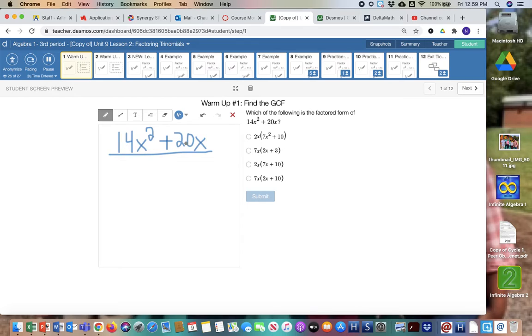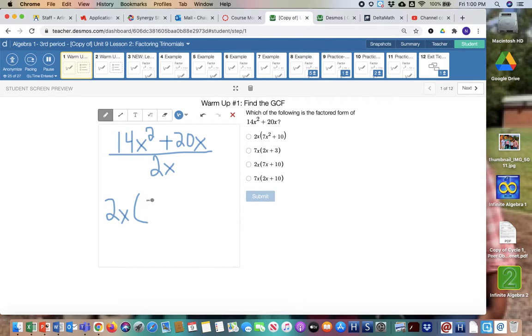Okay, so we've got 14 and 20. We need to take a GCF. So 2 is the number that divides into both of those, and then they both have at least x to the first. Remember, you want to take out the smallest variable exponent you see, which is x to the first. So remember how we write this from the first lesson. We put that on the outside. Now we're going to divide.